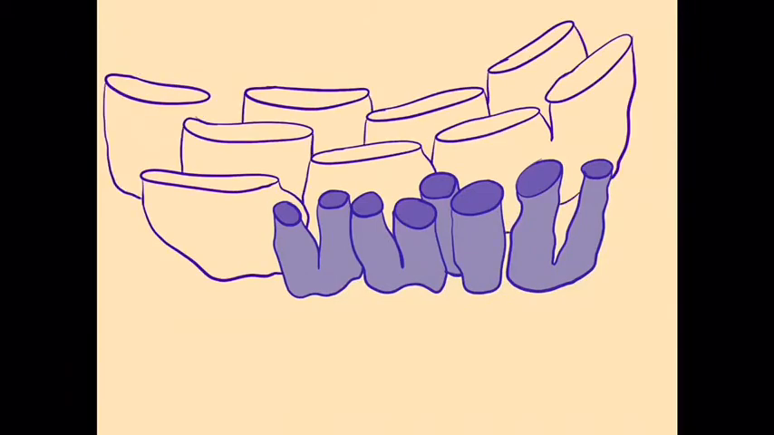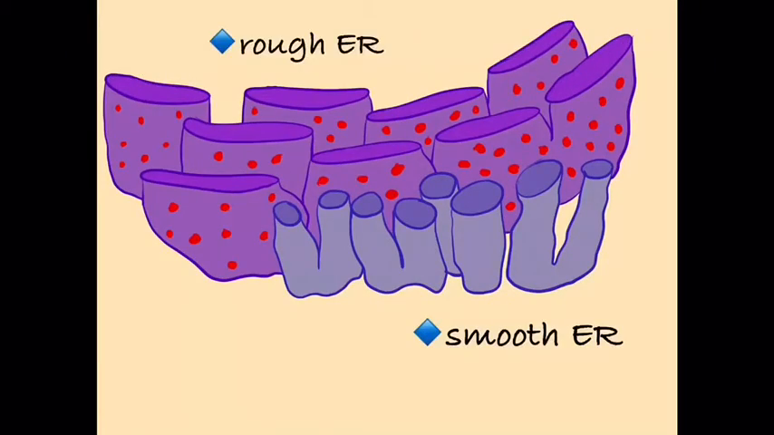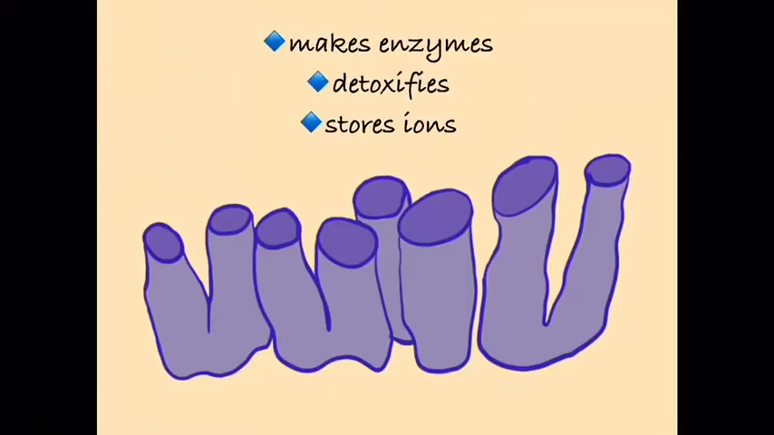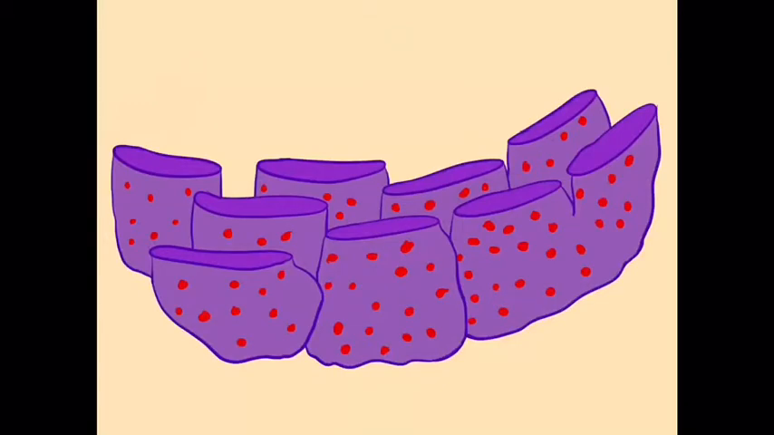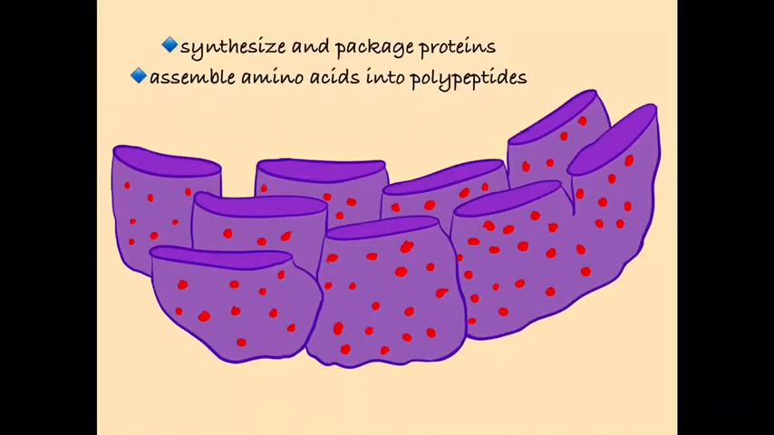There are two different types of ER, the smooth and rough. The smooth ER works like a factory warehouse. It makes enzymes, detoxifies, and stores ions that the cell might need later. The rough ER works with the ribosomes to synthesize and package proteins, assemble amino acids into polypeptides, and then send those proteins and polypeptides to the Golgi apparatus.